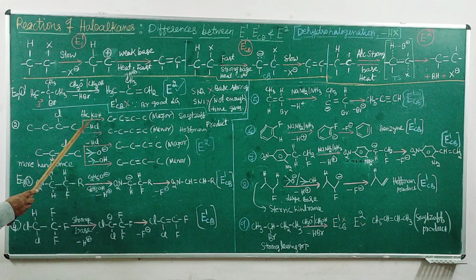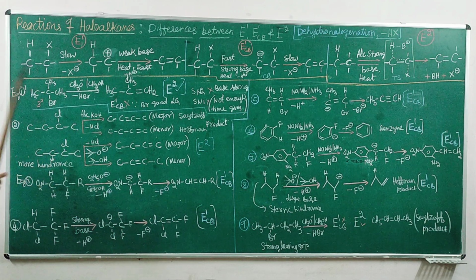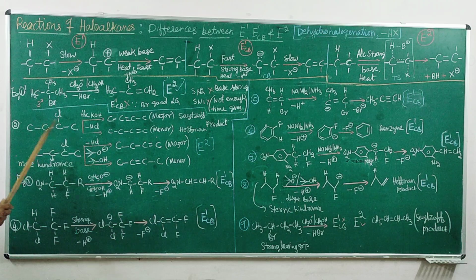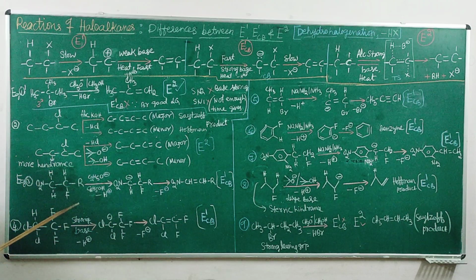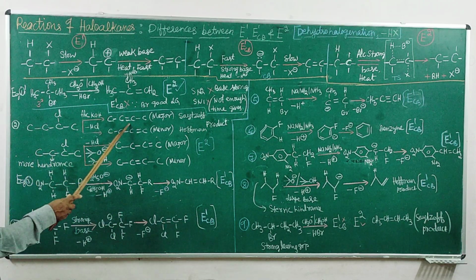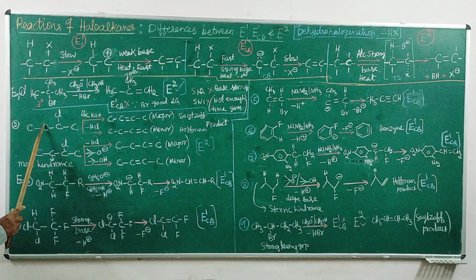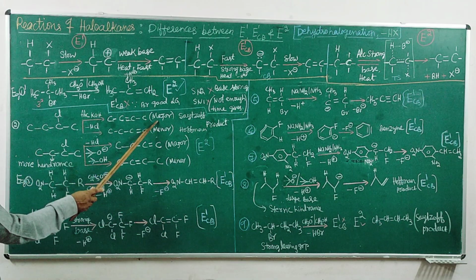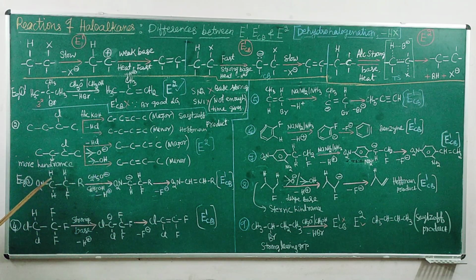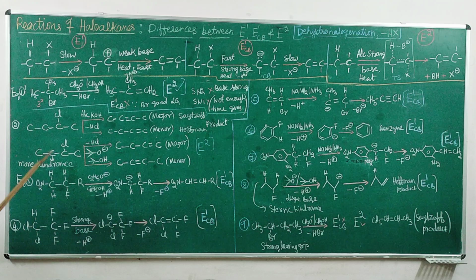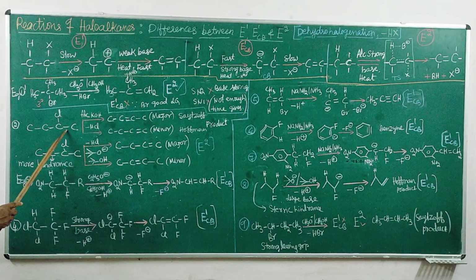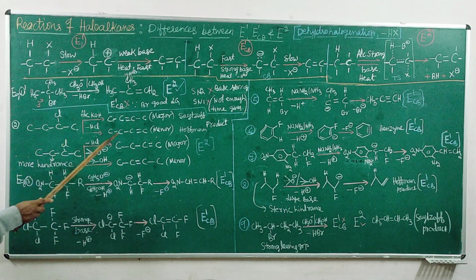But alcoholic KOH means OH minus is a small base. It can act on any one of the hydrogens, even though it is crowded, since OH minus is small. So the product is this if it acts here. That is the major product. A small amount is also possible because of it acting on this hydrogen also. That is the minor product.